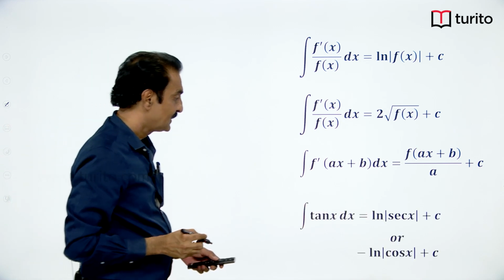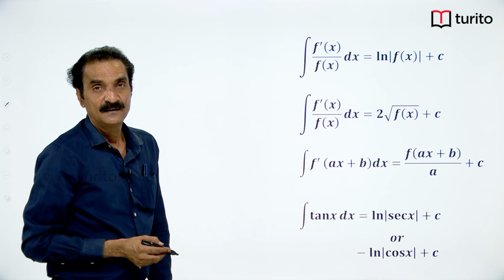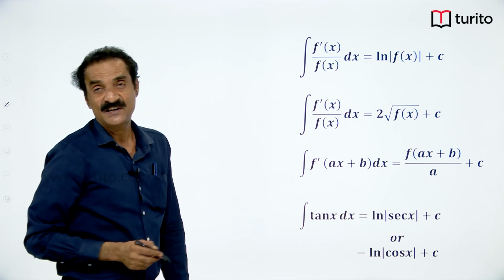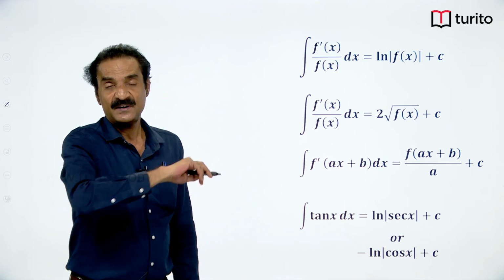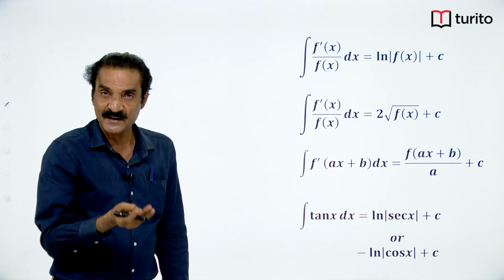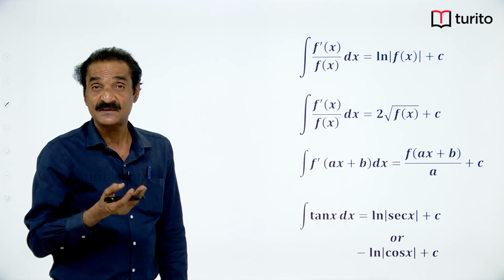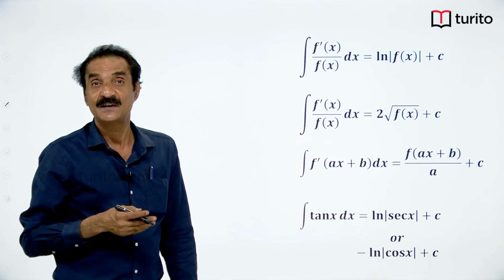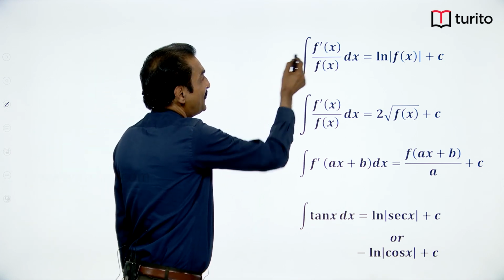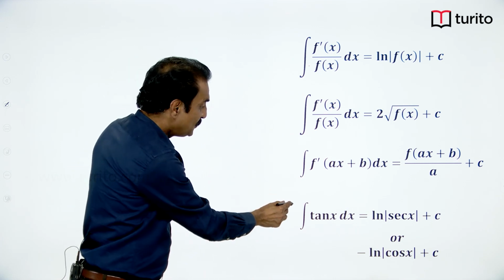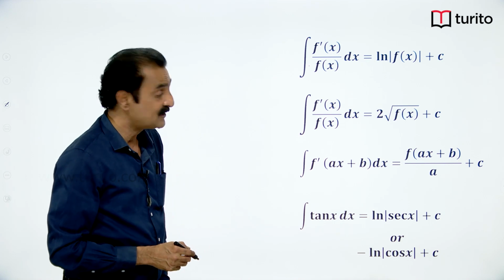Next, the integral of tan x is ln mod secant x plus c or minus ln mod cos x. In the previous results, we have discussed the integrals of sin x and cos x only. We did not discuss the integrals of tan x, cot x, secant x, cosecant x. Now we are going to derive them using this formula. How is the integral of tan x equal to log mod secant x?